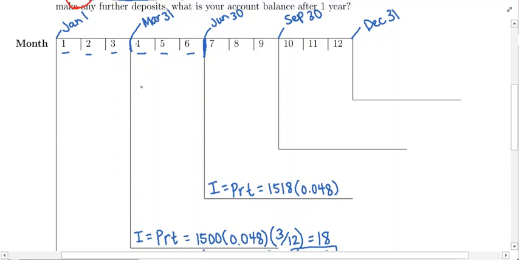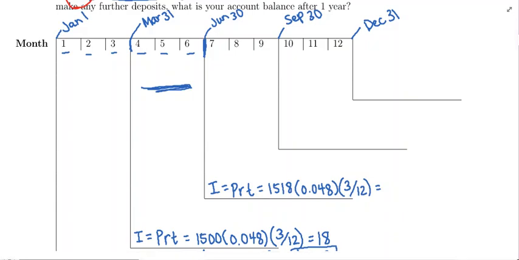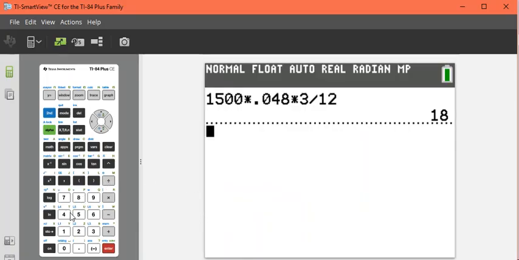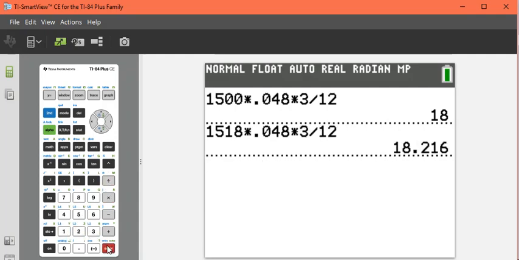Your interest rate stays the same, it doesn't change. And during the second quarter, this is another 3-month period, April, May, and June. So the time is going to be 3 out of 12. So we're going to go to our calculator and calculate this amount of interest. So now we're going to do $1,518 times the interest rate times the time, and we get this amount, 18.216.